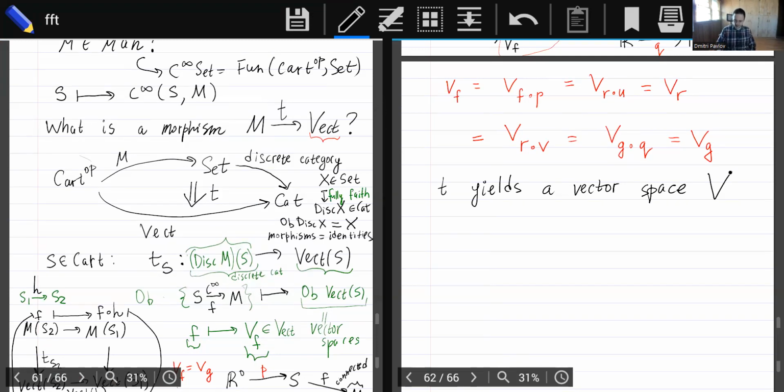So a natural transformation from M to vect is the same data as a single vector space V, which you should think of as the trivial vector bundle V times M over M.